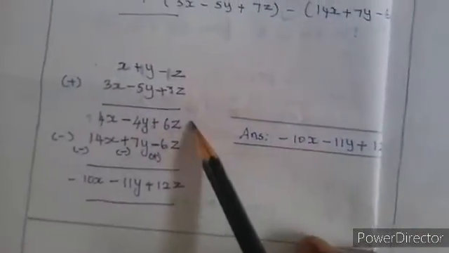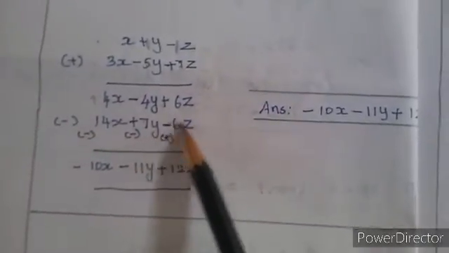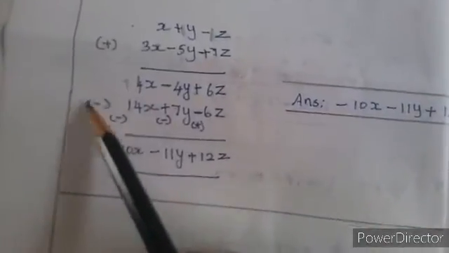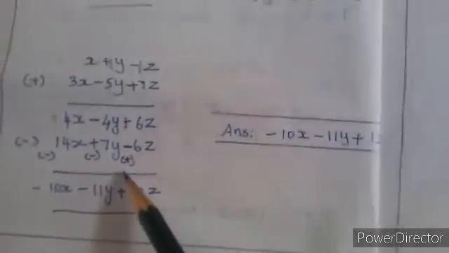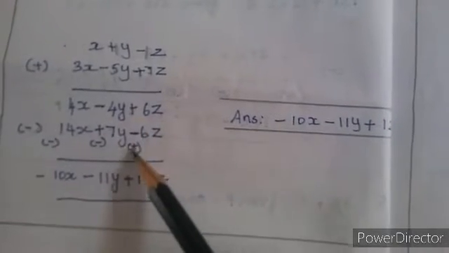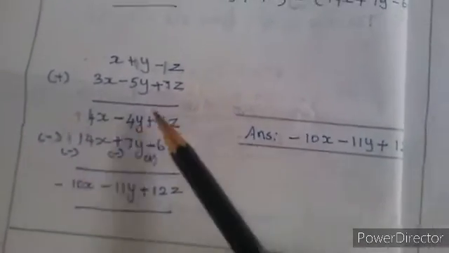Now along with this answer, you arrange the expression given in the question: 14x plus 7y minus 6. Here we are going to subtract, so put the subtraction here. And what I told in the previous sum, if it is a subtraction and you arrange like this, you have to change the sign. So minus you have to change as plus, plus you have to change as minus, and plus you have to change as minus.